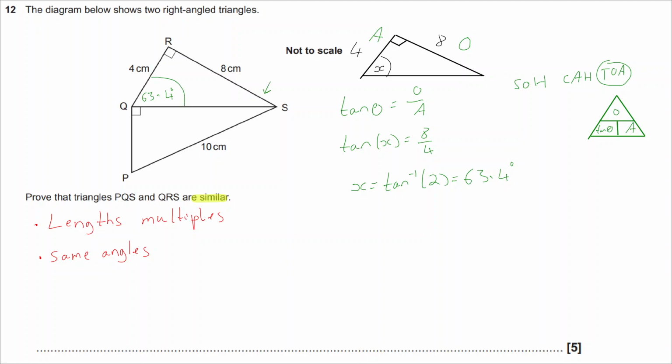So this angle here is 63.4 degrees, which means I can also get this angle by knowing that angles in a triangle add to 180. So it's going to be 180, take away the 90-degree angle, take away 63.4. And that would give you 26.6. Okay, there we go.